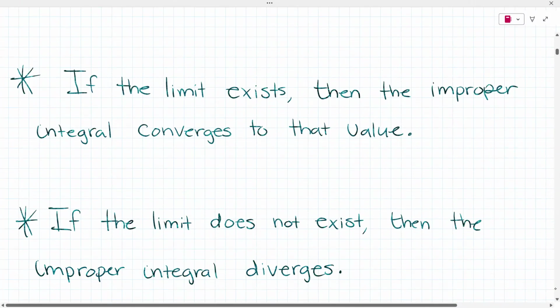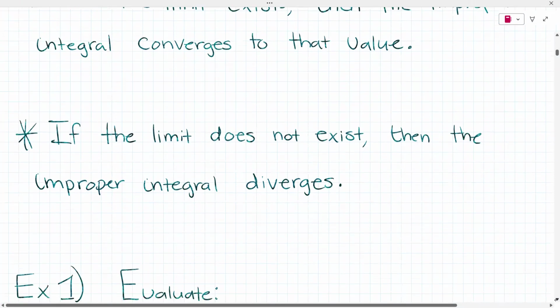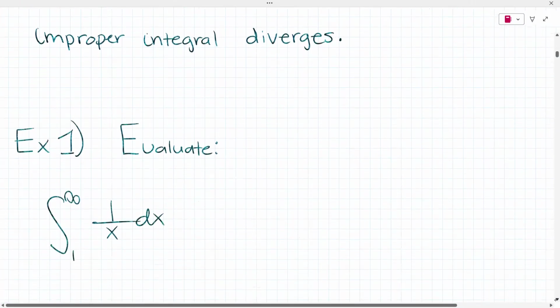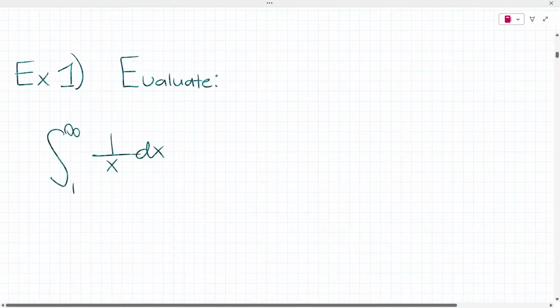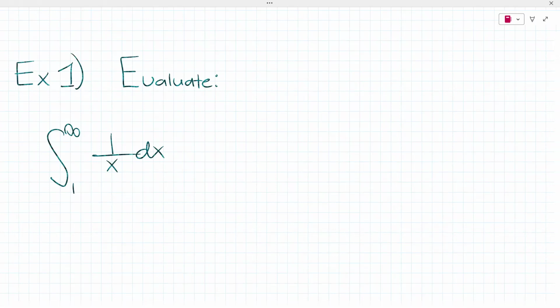If the limit exists, then the improper integral converges to that value. If the limit does not exist, then the improper integral diverges. Okay, let's do example one. We have the integral from 1 to infinity of the rational function 1 over x dx.